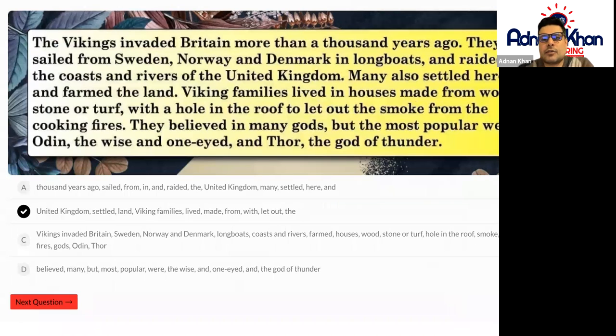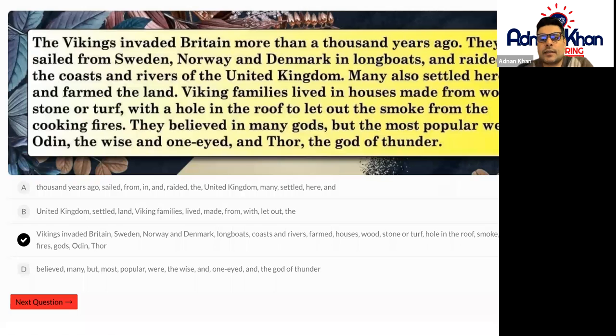Let's look at B. United Kingdom, settled land, Viking families, lived, made, from, with, let, out, the, and so on. Yes, those words are from the extract, but again, it doesn't quite give us that important information that we're looking for.